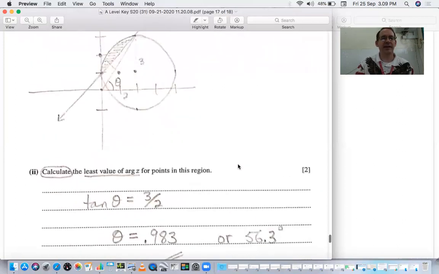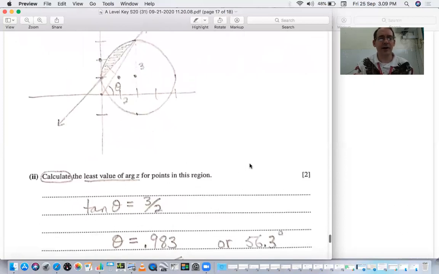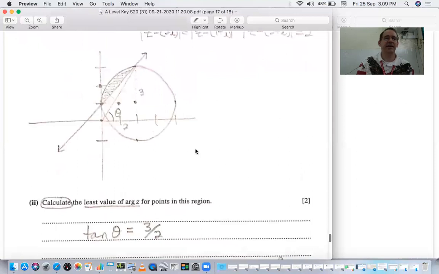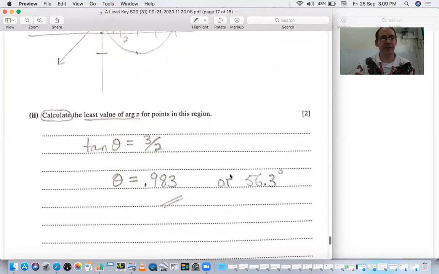Then we want to calculate the least value of arg z for the points in this region. Remember, your argument comes from 0 degrees and rotates counterclockwise up. If you rotate from the x-axis upwards, the least value is going to hit at this point right here. If you wanted the maximum value, it would be straight up along the y-axis. But the least value hits over here, this far point. That's going to give you the smallest angle, which is going to be your argument.